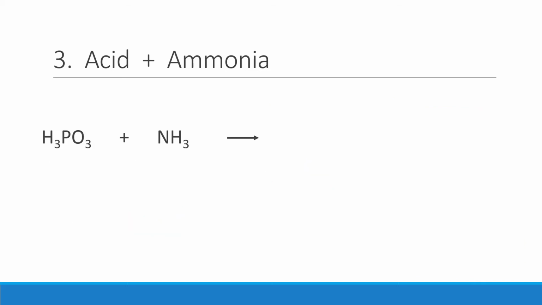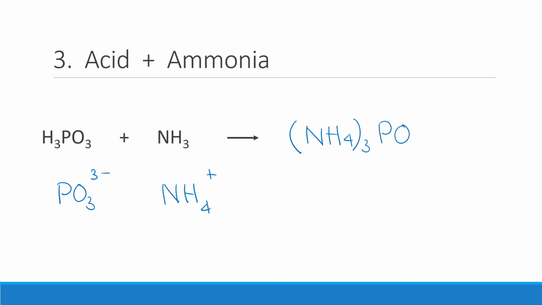If I had an acid anion that had a different charge, like the phosphite ion here, my phosphite ion is PO3, then when the ammonium forms, I'm going to need 3 of those. So NH4+, I will need 3. So my product is going to be (NH4)3PO3, ammonium phosphite. And then I will need 3 in front of the NH4 there.